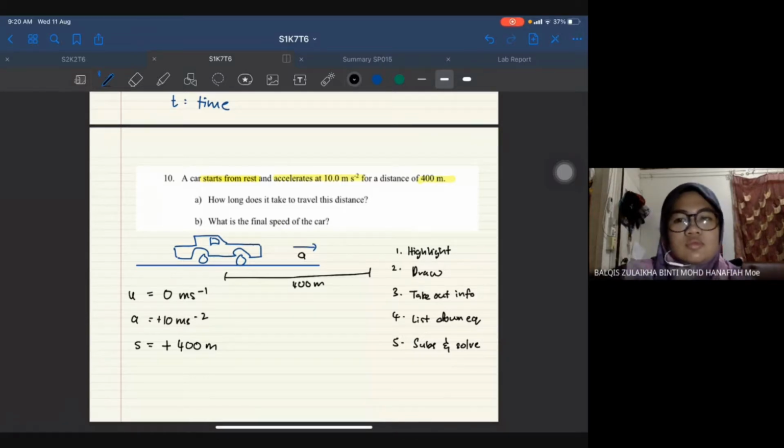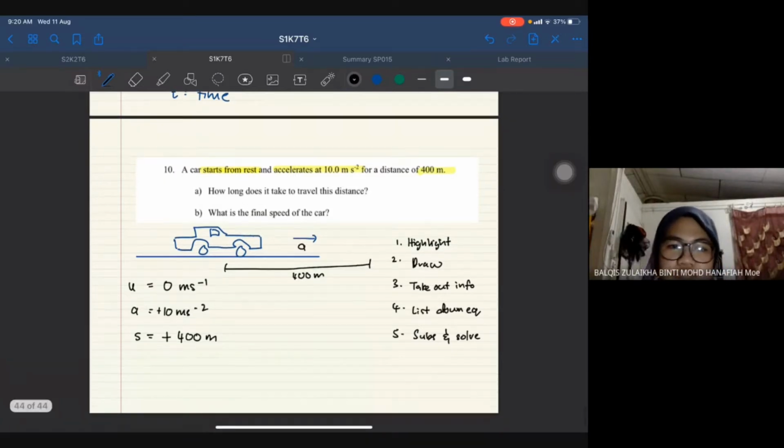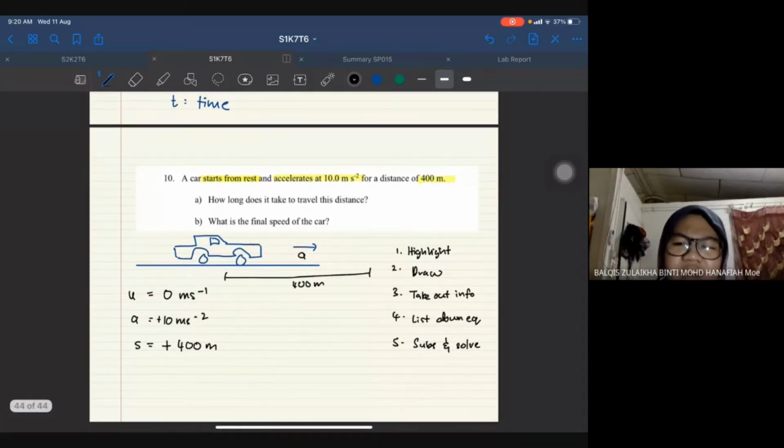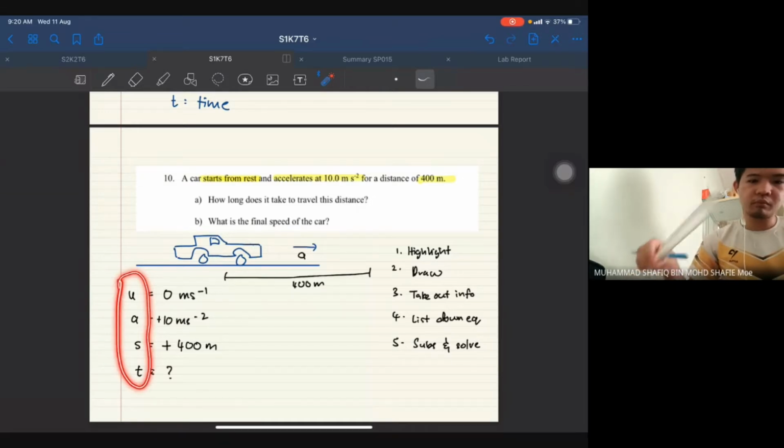So how long does it take to travel this distance? So dia kata dia nak quantity apa ni? Soalan A. Time. Okay, T, time. Okay, dia nak T. Okay, so kita tulis lah. T dia nak apa? Okay, kenapa saya suruh kamu list down these symbols is because you can compare directly with the equation.